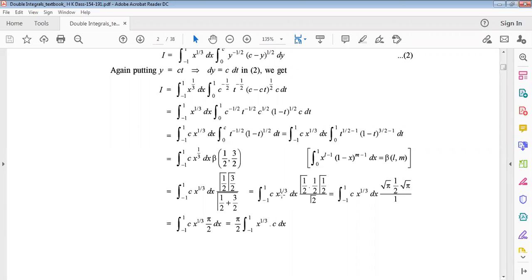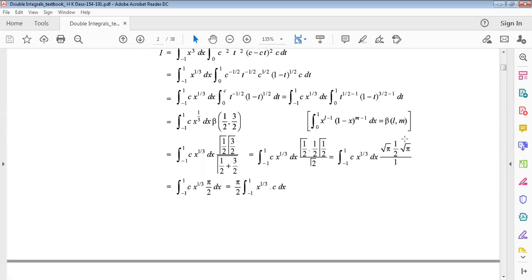Integral from minus 1 to 1 of c x to the power 1 by 3 dx, gamma m, gamma half into gamma half divided by root 2. This is gamma 2. Just taking addition gamma 2. And integral from minus 1 to 1 of c x to the power 1 by 3 dx, gamma half equals to square root over pi. Then this gamma half equals to square root over pi.